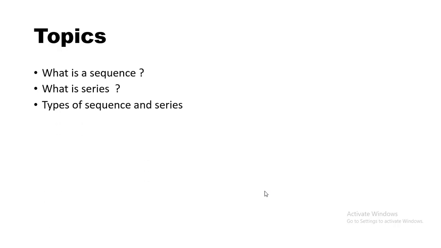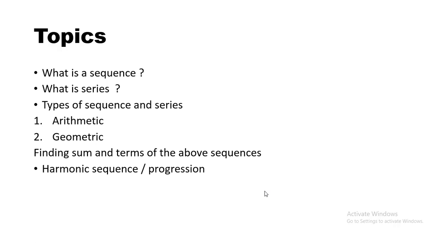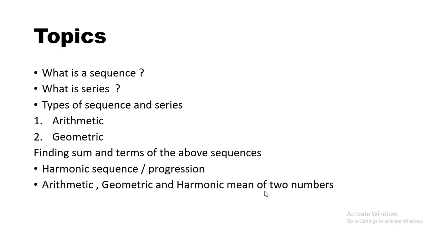Alright, then there are certain types of sequences that we are going to cover in this section. Let's see what are those types. We will be learning about arithmetic sequence and series and geometric sequence and series. Finally, we will be learning about harmonic progression or harmonic sequence, and the last topic of this section is arithmetic, geometric and harmonic mean of two numbers.